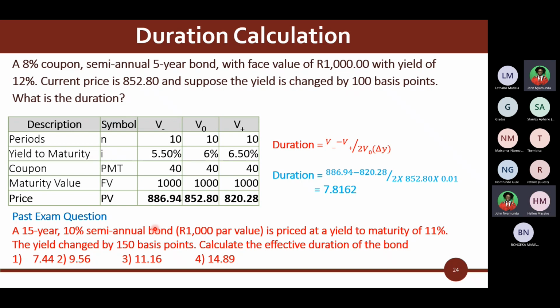Hi, doctor. I just want to find out with regards to that example, N, which is the number of periods, where does the 10 come from? Do we multiply 5 times 2? Yes, because it's a semi-annual bond, so it pays twice a year. So for 5 years, it would pay 10 times. So with regards to the question, it's going to be 30. Am I correct? Yes, 100% there. Thank you, doctor.